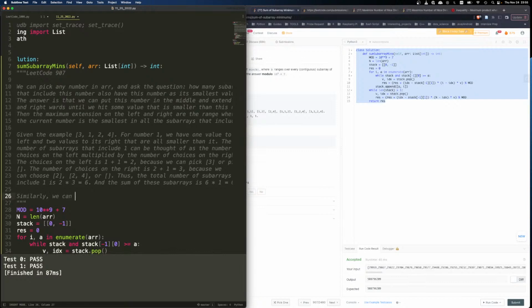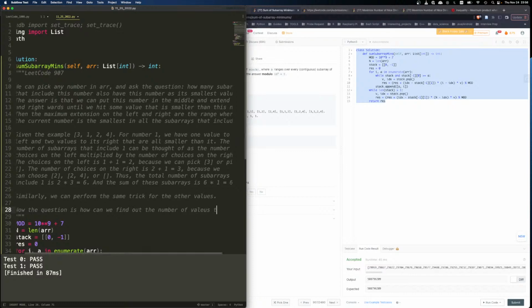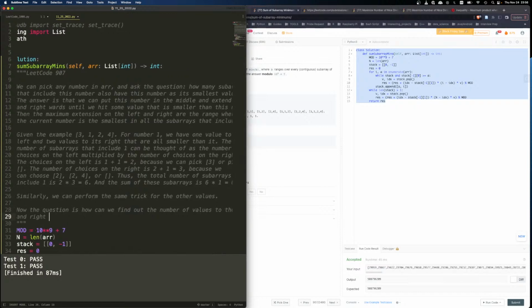Similarly, we can perform the same trick for the other values. Now the question is, how do we find out the number of values to the left and the right that are smaller than the current number?